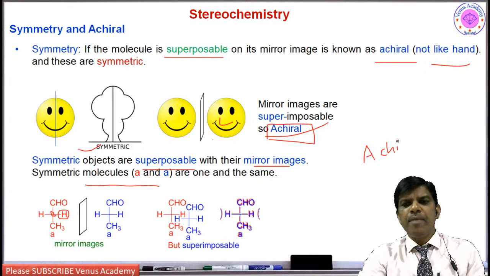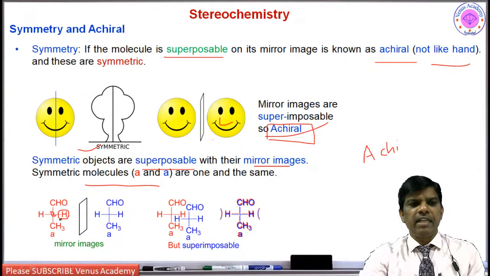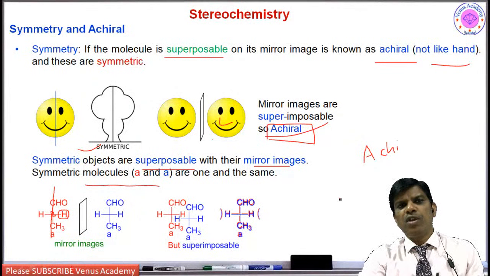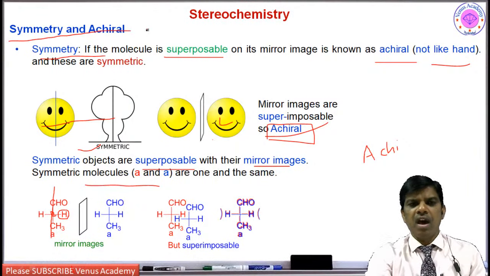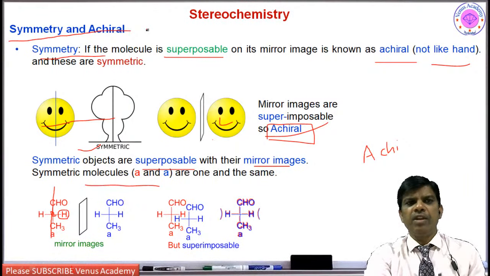and it is symmetric, isn't it? A symmetric molecule. I can cut it like this, symmetric. So symmetric molecules are achiral. Symmetric molecules are achiral. Achiral molecules are optically inactive.